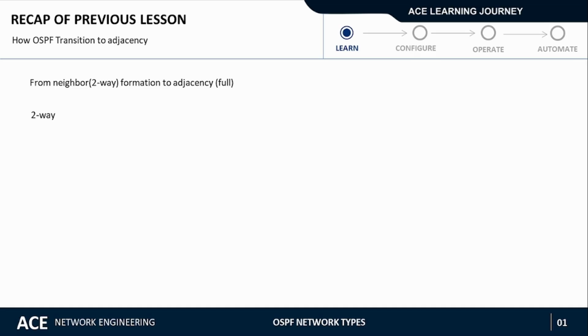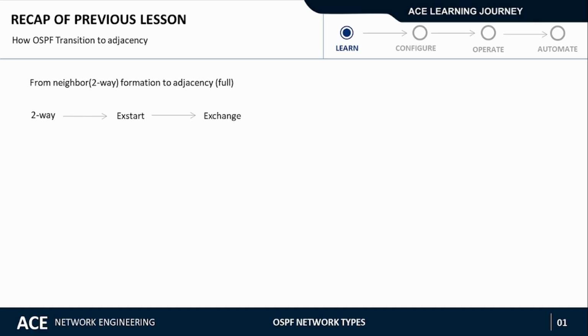So from two-way, we looked at how we transition to ExStart, where the routers are trying to establish the neighbor relationship and determine who is the master and who is the slave. And we said this is because we want to know who will take control of the sequence number, because the sequence numbers are used for acknowledging LSAs.